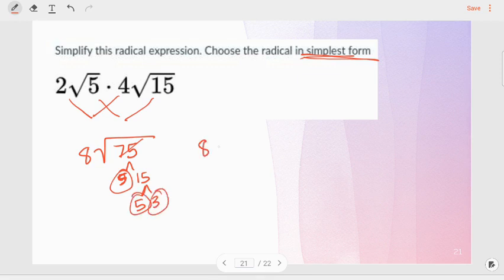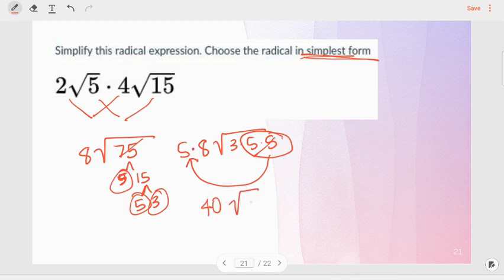So that simplifies to 8 stays on the outside, radicals of, I'm going to just do least to greatest to be consistent, 3 times 5 times 5. Ask yourself if there are any pairs. Yep, there's a pair of 5s. Pull that out. Now what do I do with the 5 and the 8 that are out there? I multiply them to give me 40 radicals of what's left over, 3. And that's my final answer.